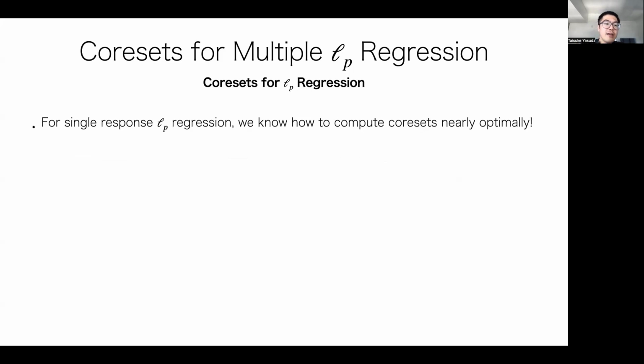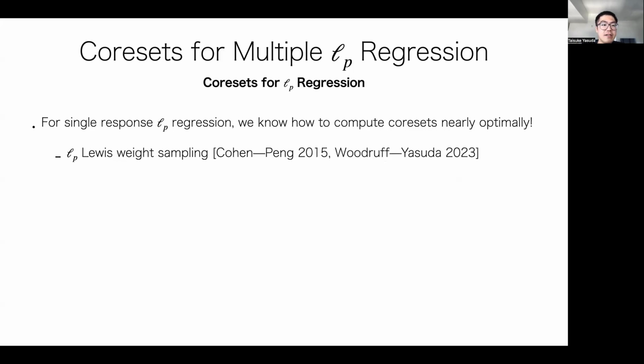Now, if we're interested in single response LP regression, then we actually know how to compute these coresets nearly optimally. By using a technique called LP Lewis weight sampling, we can guarantee that we can always find a coreset of size at most s for any data set, where s is a polynomial that depends only on the accuracy parameter epsilon and the number of features d.